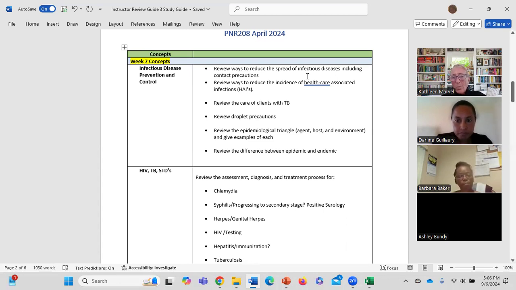So review ways to reduce the spread of infectious diseases, including contact precautions. We went through a lot of that in the quiz. Remember that? We also went through, in one of your rationales, ways to reduce incidences of healthcare associated infections, the HAIs. I want you to review that. What's important with the care of clients with TB?